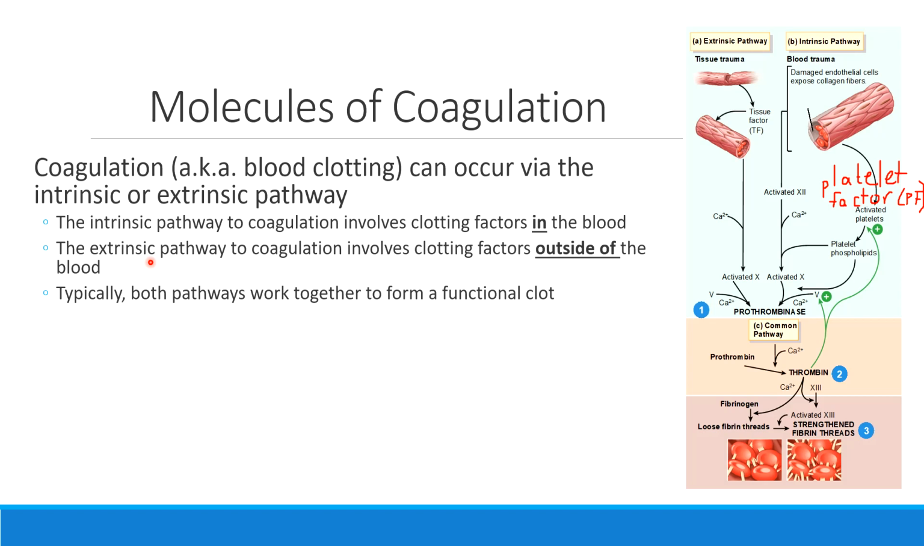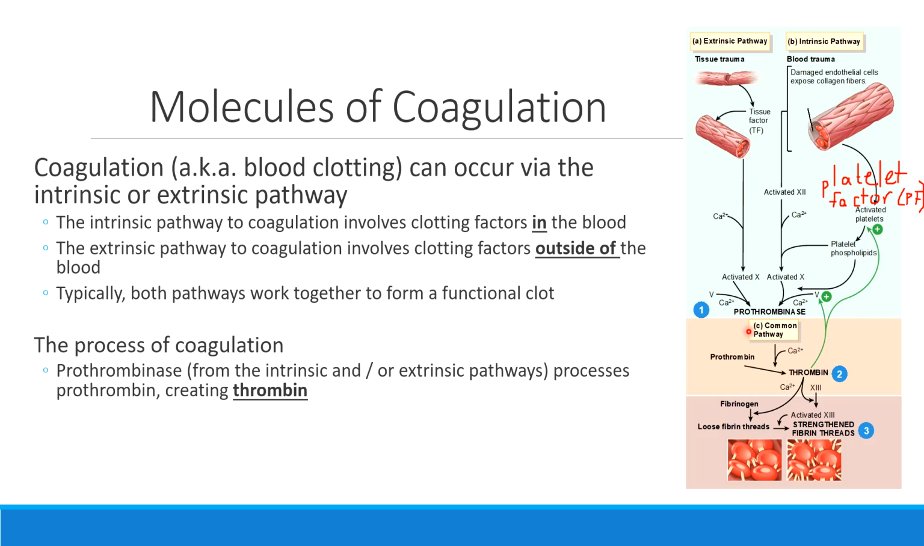Pretty much all the time, we're actually going to see both of these pathways involved in the process of forming a clot because both of them converge on the same pathways. Notice right here, we end up in this common pathway because of the chemicals, the way that these processes work. So how does coagulation occur? Step one, either through the intrinsic or the extrinsic pathways, we're going to make this hormone called prothrombinase.